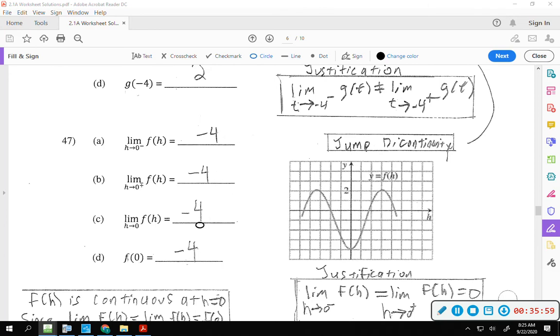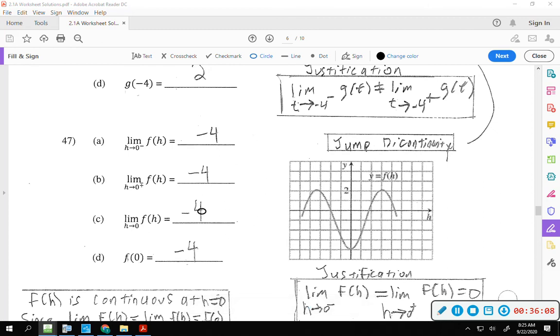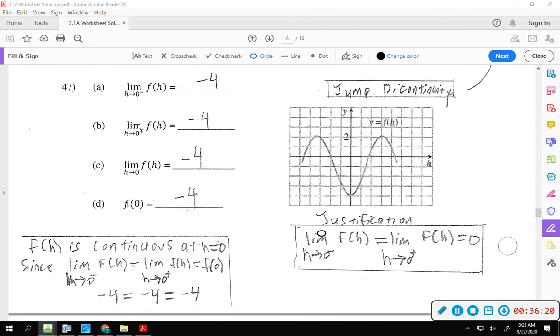What is the value of this function at 0? That's how we're going to guarantee continuity. If we can show that the limit exists and the value of the limit is the same as the value of the function, that's going to guarantee that the function is continuous at that value. Our justification: the limit as h approaches 0 from the left of f of h equals the limit as h approaches 0 from the right of f of h. They both equal -4. It should be -4.